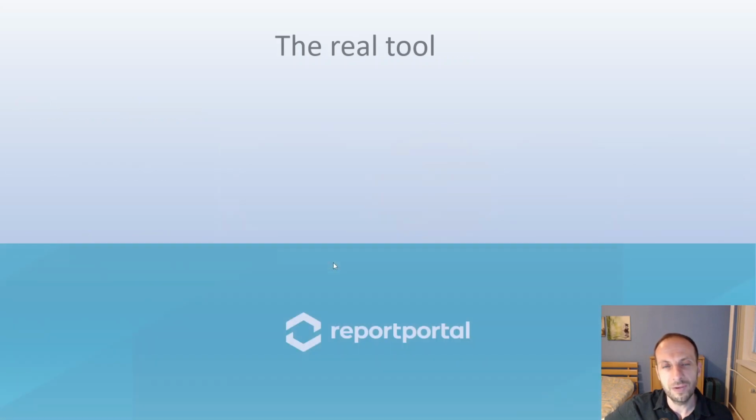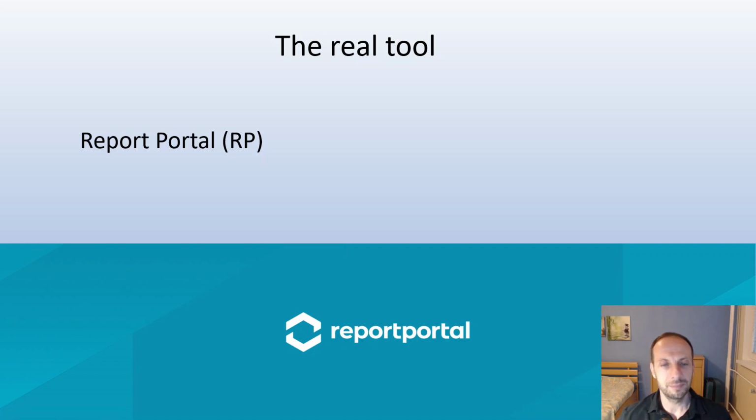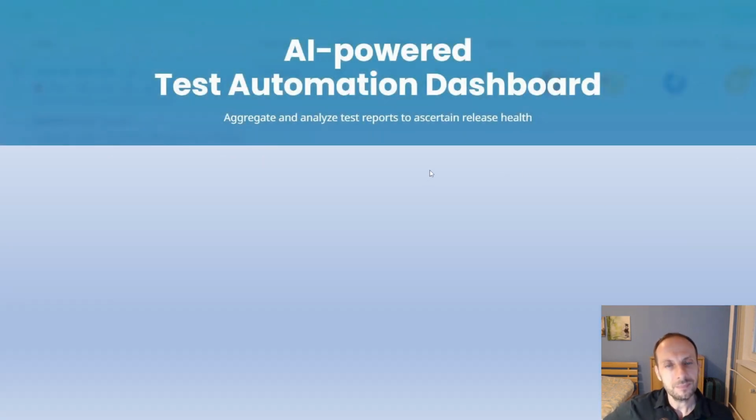And then I found the tool, the real tool, which is called Report Portal, shortcut RP, and basically it's doing what I was dreaming of. And let's look at what it is. So Report Portal is an artificial intelligence powered test automation dashboard, and it aggregates and analyzes test reports, and it's basically showing us the release health.